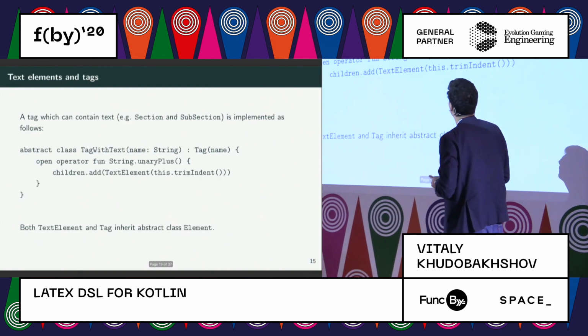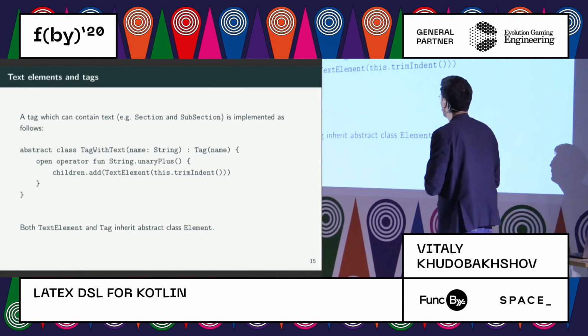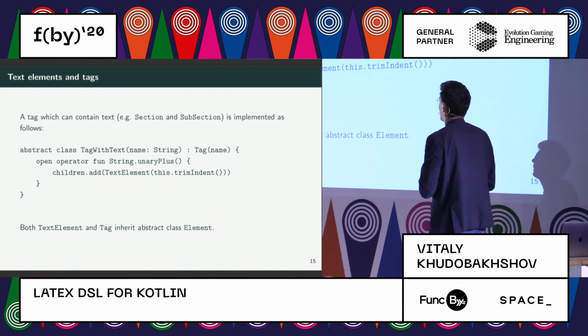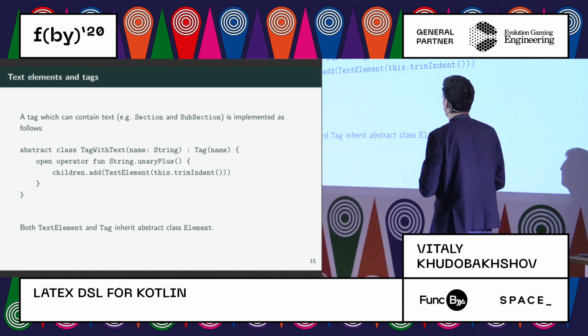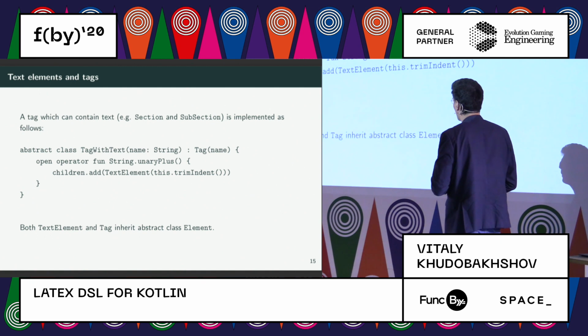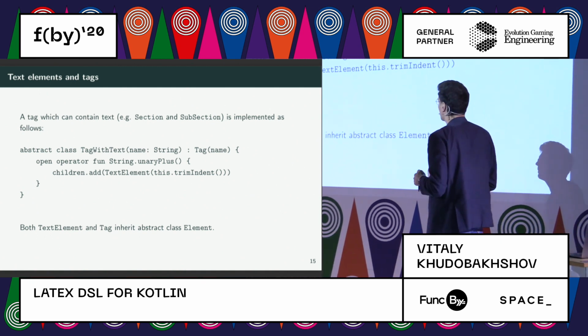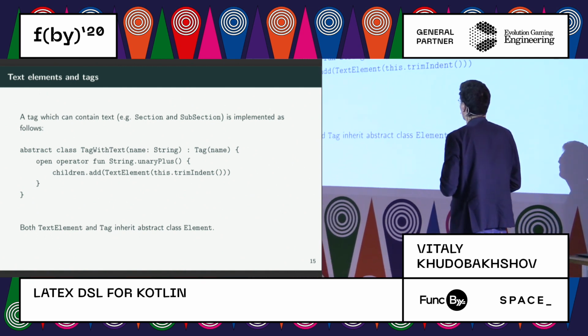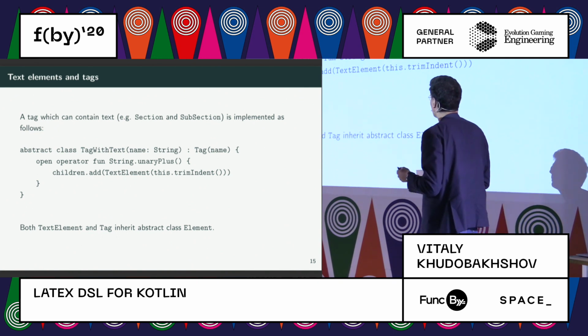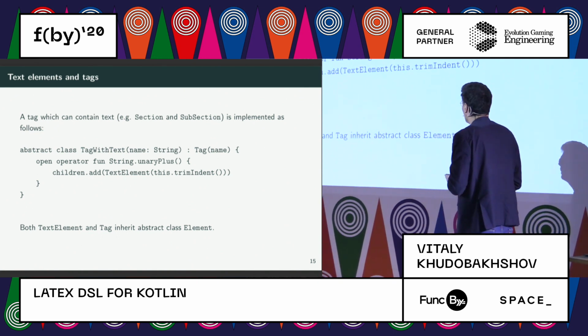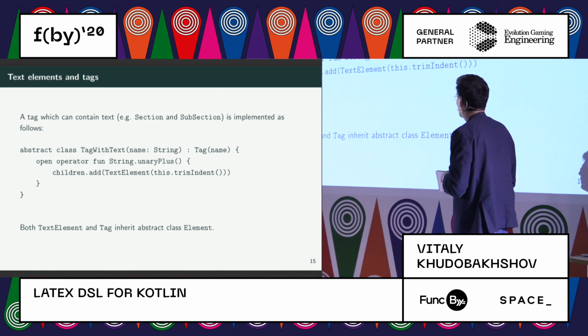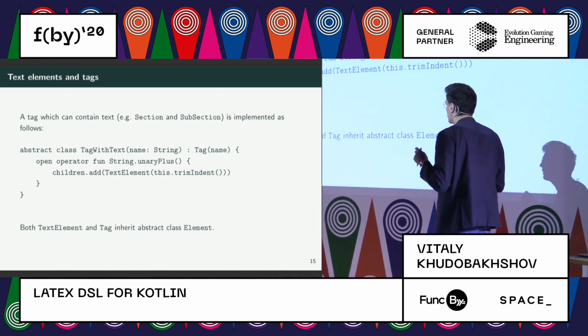So how can we build such a document structure? Let's start from a tag with text. This is an abstract class which can contain text, for example, section or subsection. It's pretty easy to implement. We need to have children here.